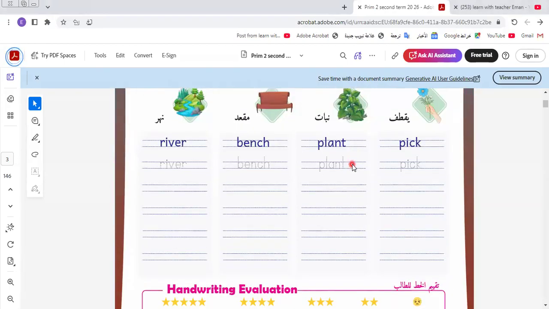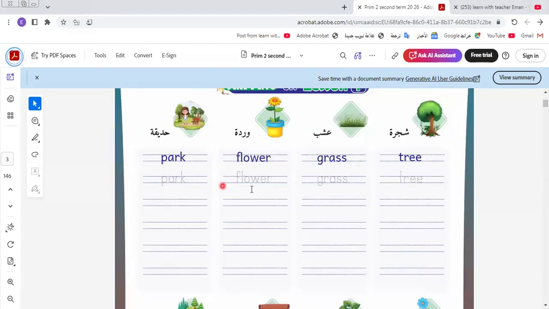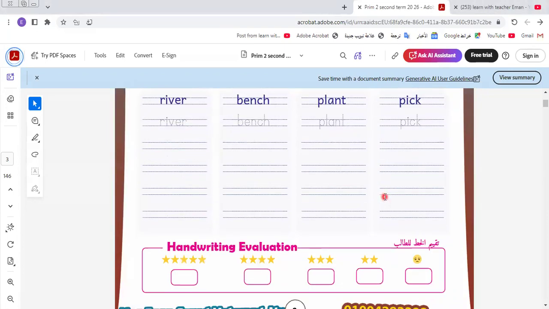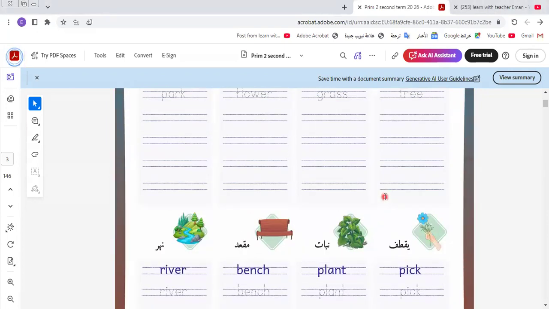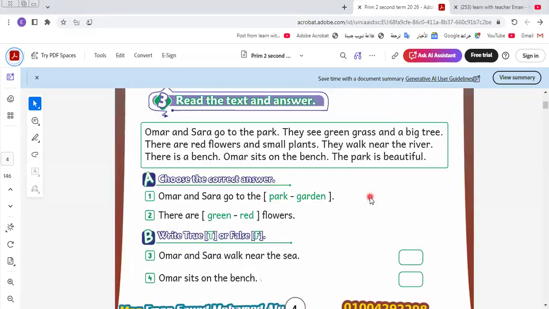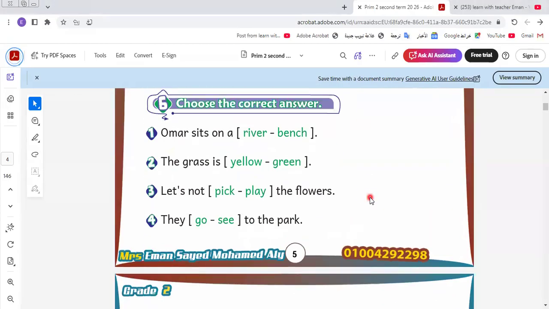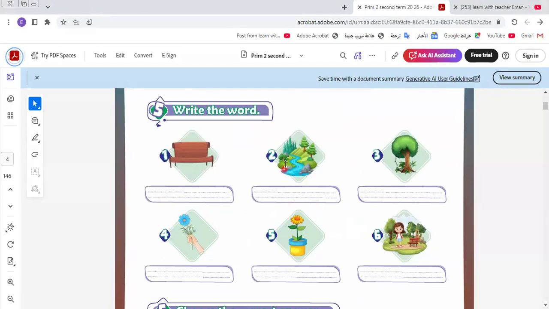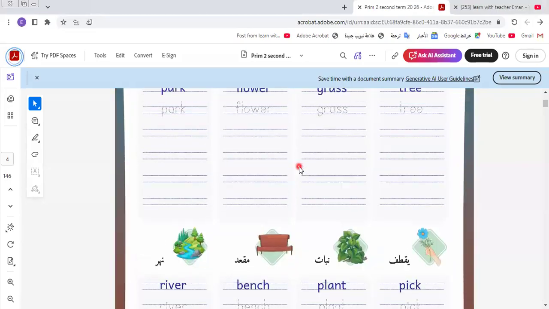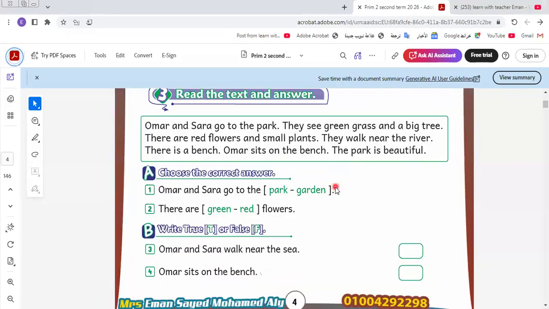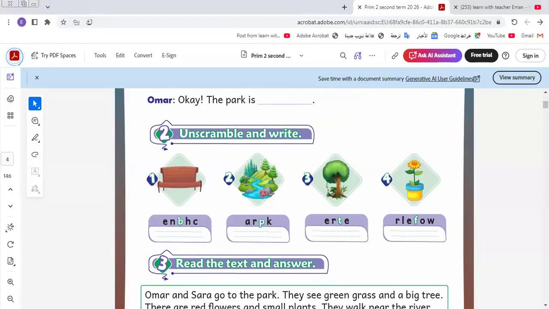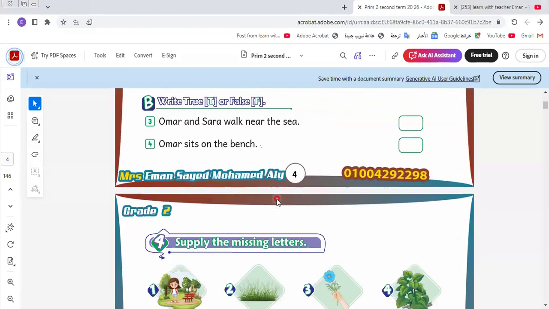I hope you trace these words and write them by yourself. Last video, I left you the link of this booklet to download it and answer these questions. In the last video, I made a mistake here. I called this a park, but this is not a park. This is a river. So last class I made a mistake. This is a river, not a park.